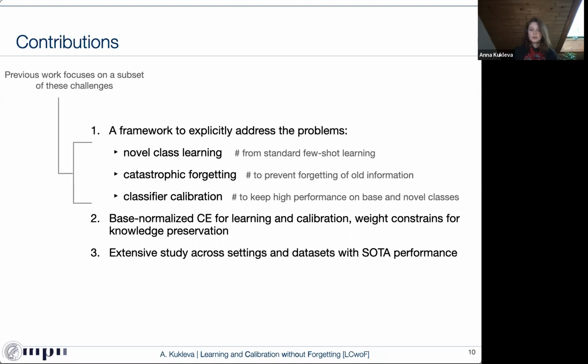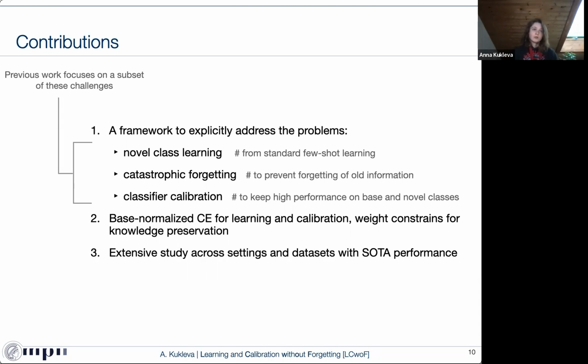Second part is we shouldn't forget old information about the base classes if we learn them separately. At the same time, we also need to calibrate on the classifier level, because we have a lot of training samples for base classes and very few for novel classes. So how to calibrate, how to make this perform well on both sets.